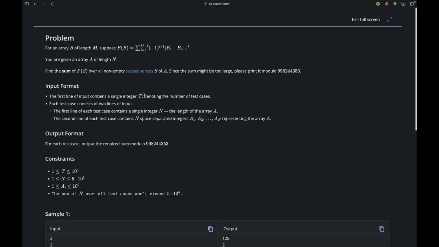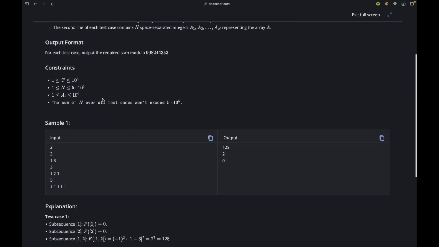So let's start. First, let's read the problem statement. You are given an array B of length m, and suppose f(B) is equal to this quantity, and we are given an array A of length n, and we need to find the sum of f over all non-empty subsequences of A, and we need to print it modulo this number.